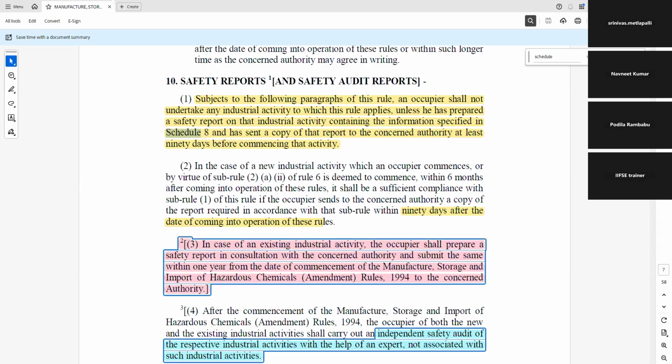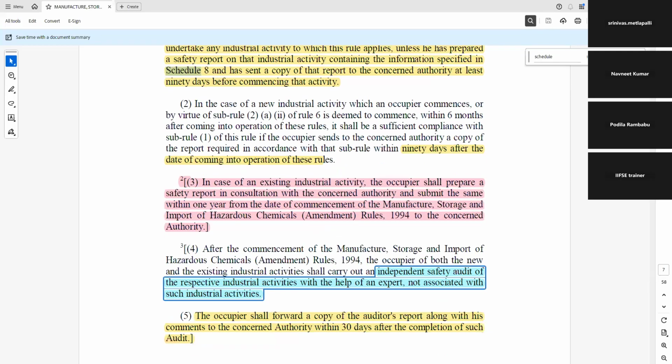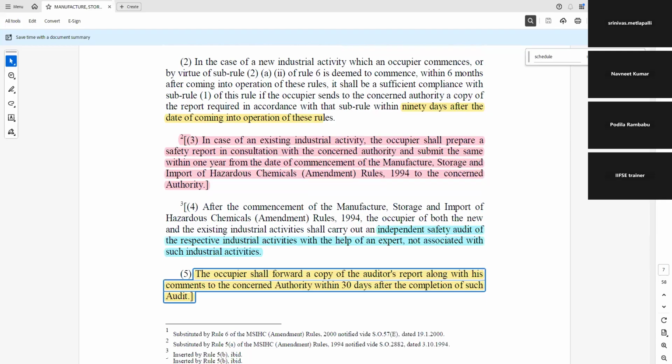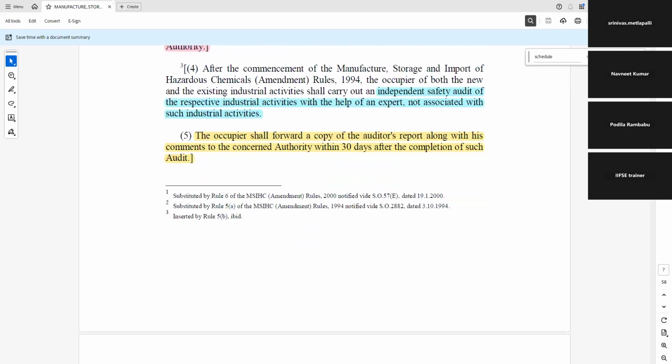In the case of existing industrial activity, the occupier shall prepare a safety report in consultation with the concerned authority and submit the same within 1 year from the date of commencement of the Manufacture, Storage and Import of Hazardous Chemicals Rules to the concerned authority. Existing facilities have 1 year. For example, those that already exist are not new, so they have a time of 1 year to submit.